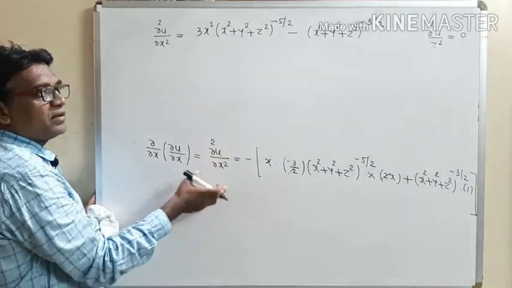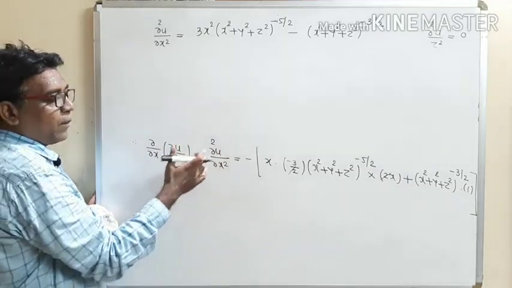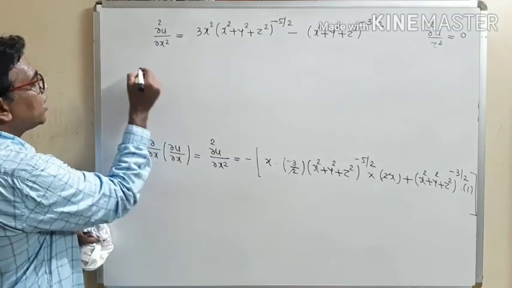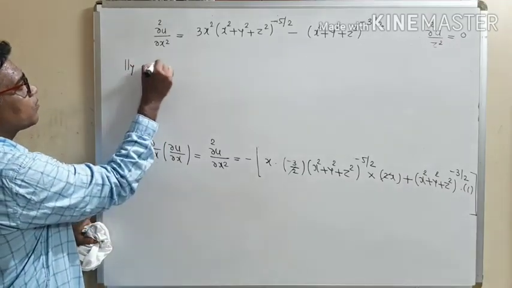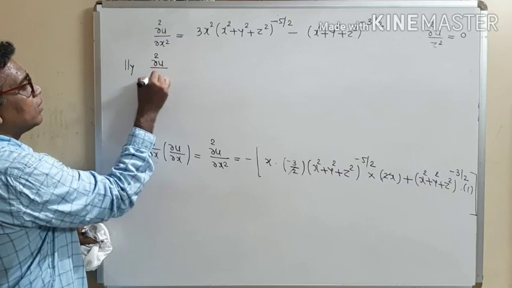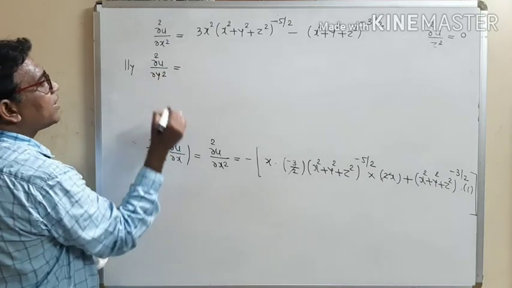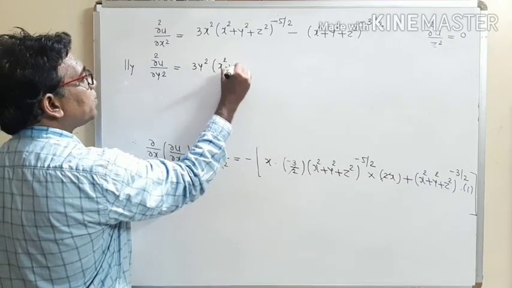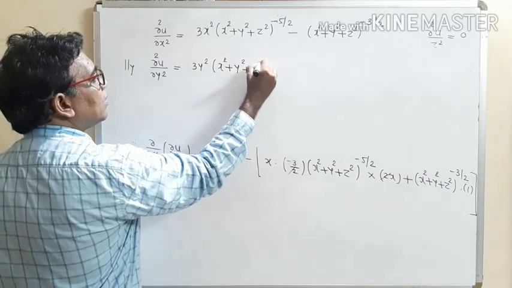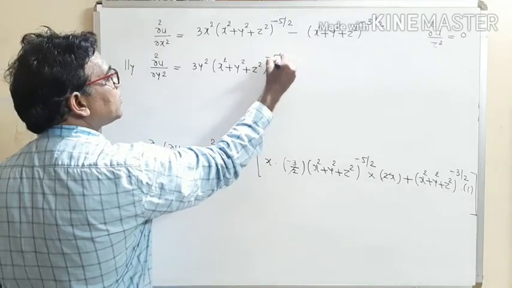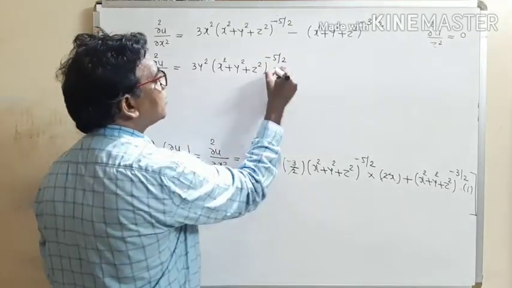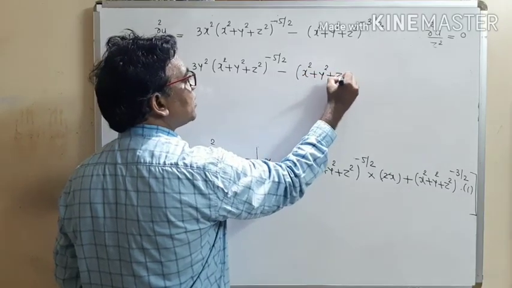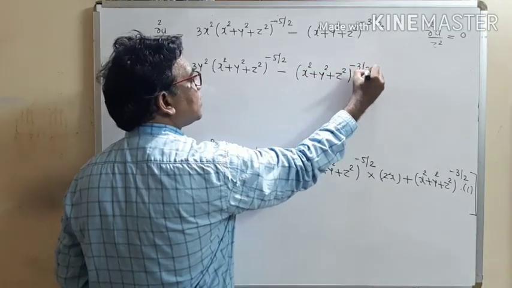In a similar manner, we can find the next derivatives, ∂²u/∂y² and ∂²u/∂z². So write down in the similar way. Similarly, ∂²u/∂y², this is given by 3y² into bracket (x² + y² + z²) raised to minus 5/2 minus, this is the same term, (x² + y² + z²) raised to minus 3/2.